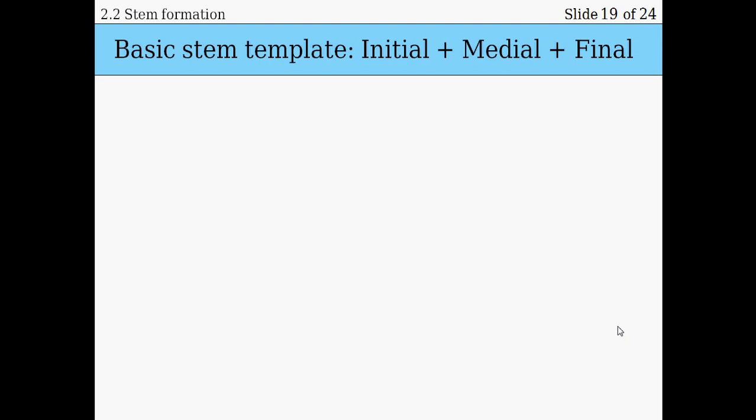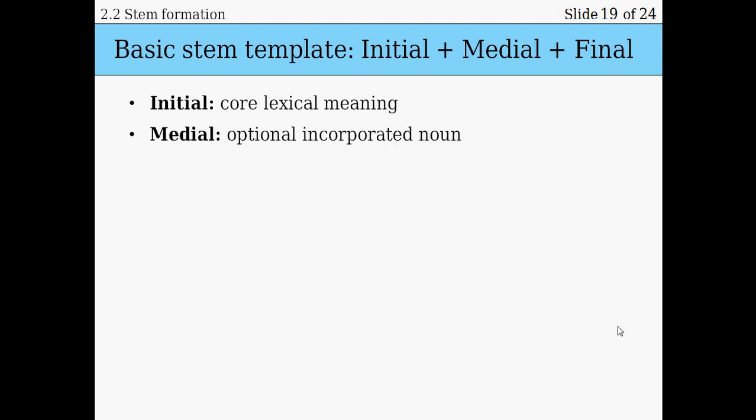There is a basic template that can describe the way stems are formed, and it involves three Algonquian-specific terms: an initial, a medial, and a final. These terms are completely opaque to other linguists. They're only used by Algonquianists. But they're an accurate description of the way the stem forming morphology works. So the initial, the first morpheme in a stem, provides the core lexical meaning. So the basic meaning of the stem. The medial is optional, and the medial is basically an incorporated noun. And then the final comes at the end.